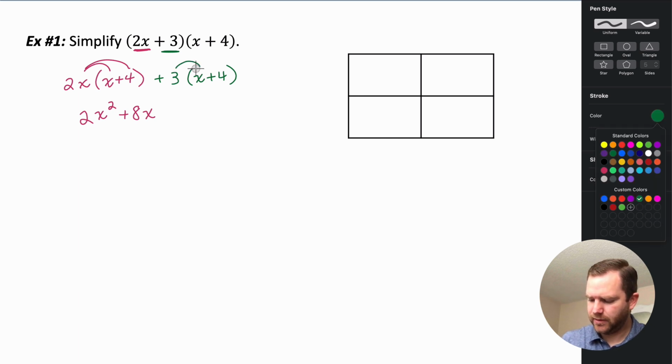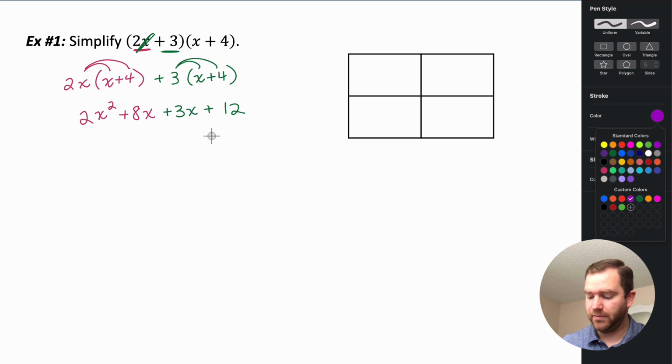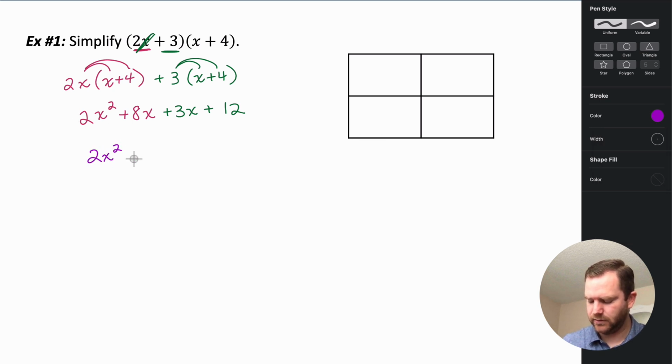And then we take the 3. So we're done now with that term, right? And now we're taking the 3 and distributing through. So 3 times x, that's going to be 3x. And then 3 times 4, that's going to be 12. And then to finish it up, we're going to combine any like terms. So 2x squared doesn't have any like terms, so it's going to stay 2x squared. The 8x and 3x, those can add because they have the same variable composition. So you just add the coefficients. 8 plus 3, that's 11, so plus 11x. And then this constant is all by itself there.